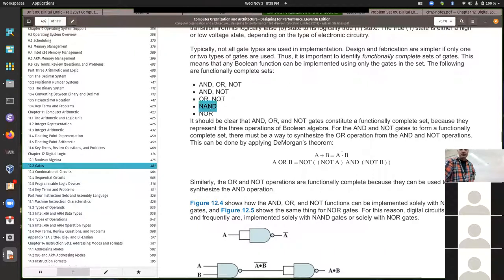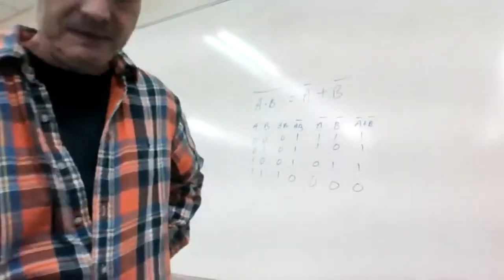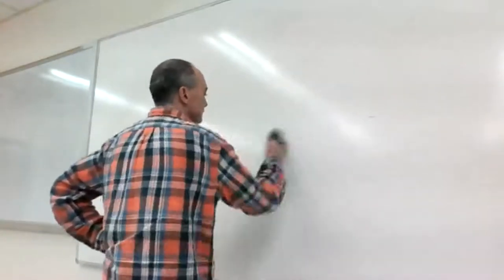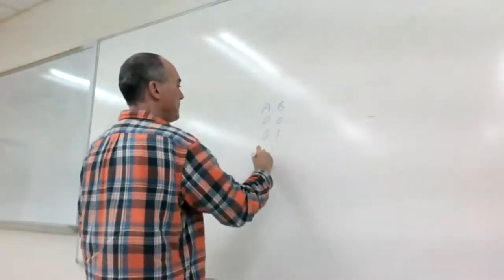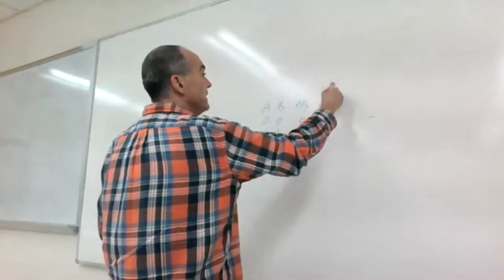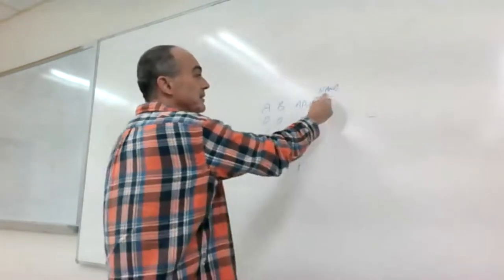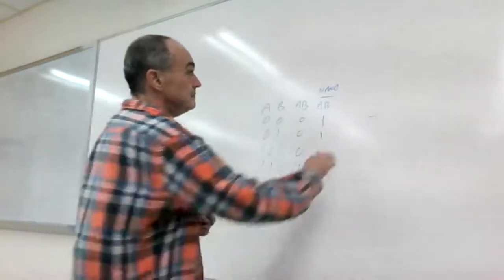Real quickly, I can prove that NAND is functionally complete, because NAND is just the NOT of AND, but you can use a NAND gate to implement a NOT pretty quickly by setting one of the inputs to, was it zero or one? So, for example, we know that the NAND, the NOT of A and B, gives 1, 1, 1, 0, right? So if we have that, we can make a NAND gate.